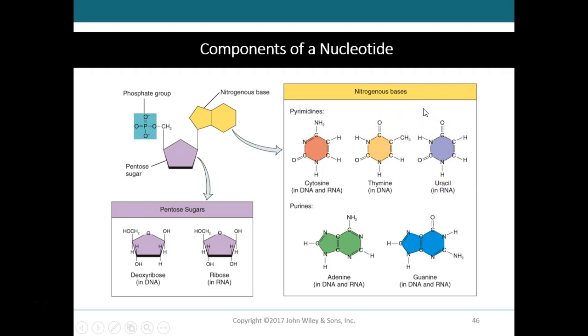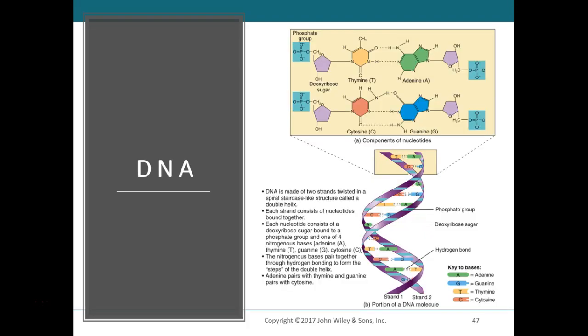Now, we're going to get more into this when we look at creating new DNA and when we look at making proteins. Right now, just get the big picture of what a nucleotide is and that nucleotides are the building blocks of those nucleic acids. So we'll look just briefly at DNA.